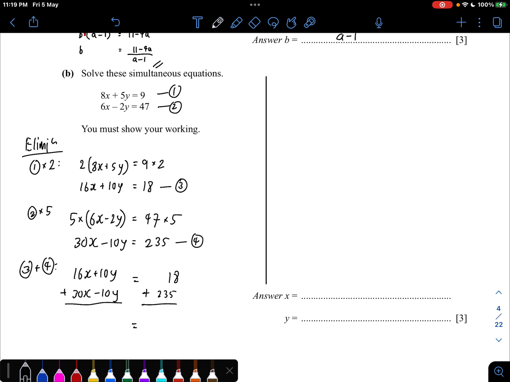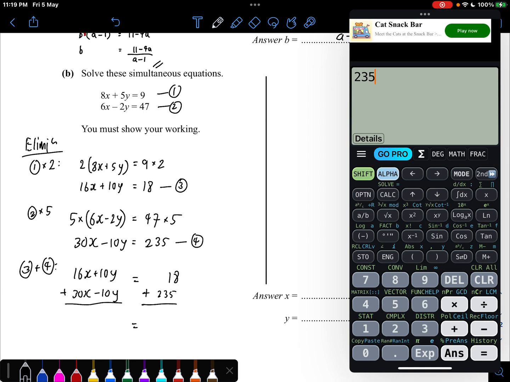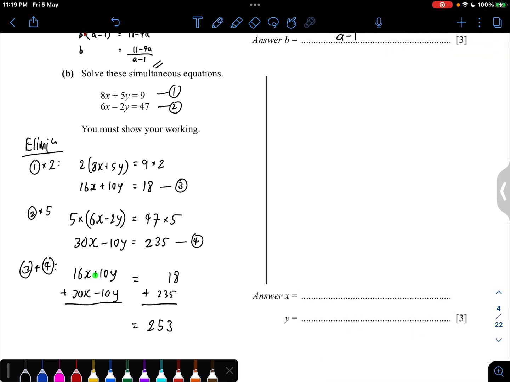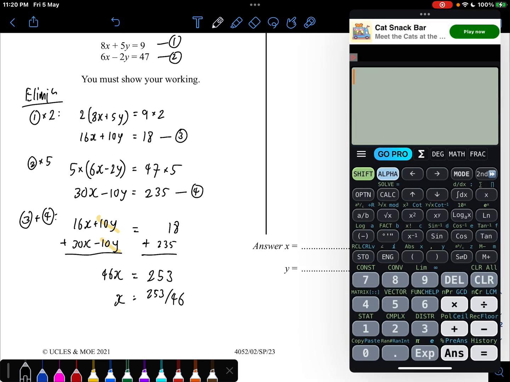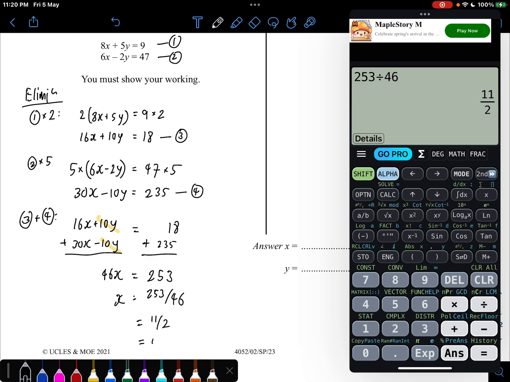You have a calculator. Okay, 235 plus 18 is what you're doing on the right side. Just use a calculator. You end up with 253, right? But on the left side, you see plus 10y minus 10y. They can cancel away. 16x plus 30x, you get 46x. Okay, good. So you end up with 46x equal to 253. Solving for x, you get 253 divided by 46. You get 11 over 2, which is 5.5.